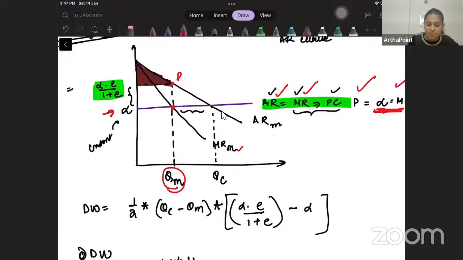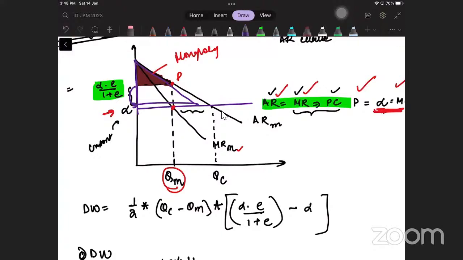This is the consumer surplus for the monopoly, and this is the consumer surplus of a perfectly competitive firm. So unless you bring this price here, the two consumer surpluses can't be equal. Right? Is that making sense? Yes, ma'am, got it.